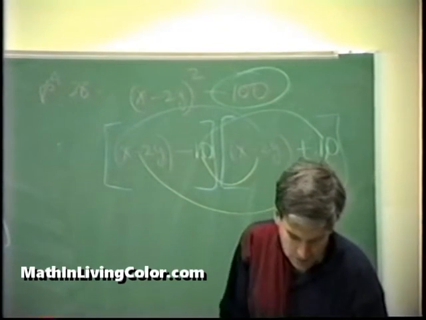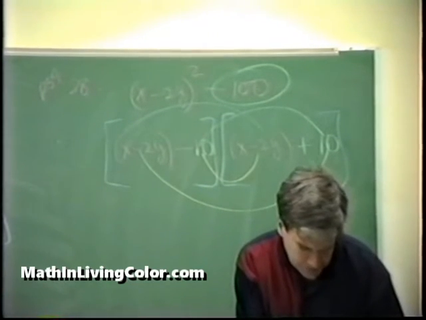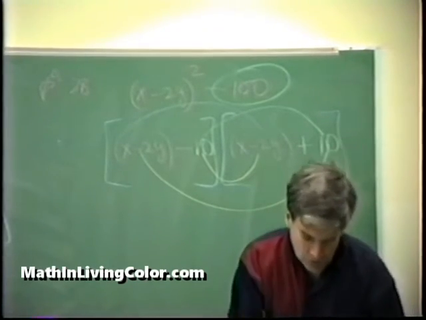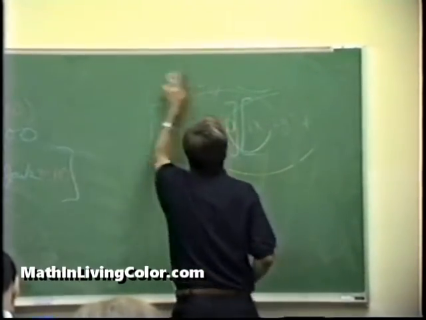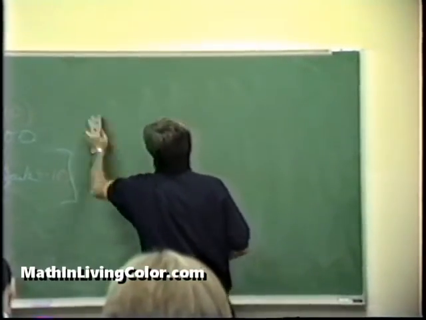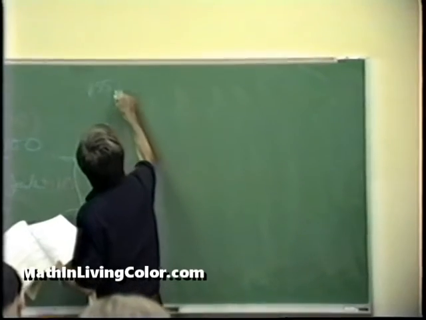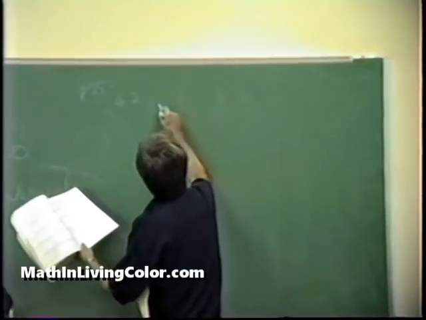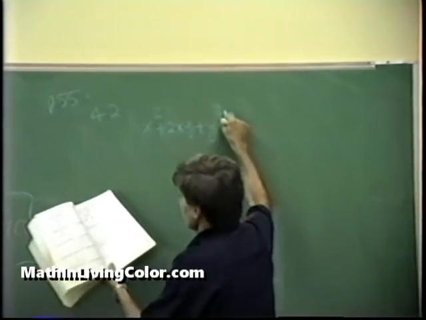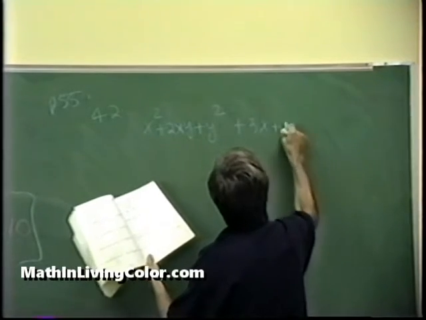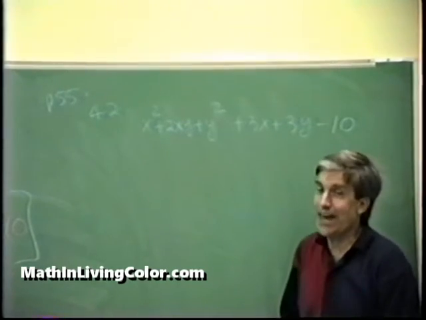Okay? Now, I'm going to kind of skip over to page 55, number 42. Page 55, number 42. We'll turn a page in the playbook here. Number 42, and it says x squared plus 2xy plus y squared. Then it says plus 3x plus 3y minus 10. And you probably look at that and say, where did you get that?